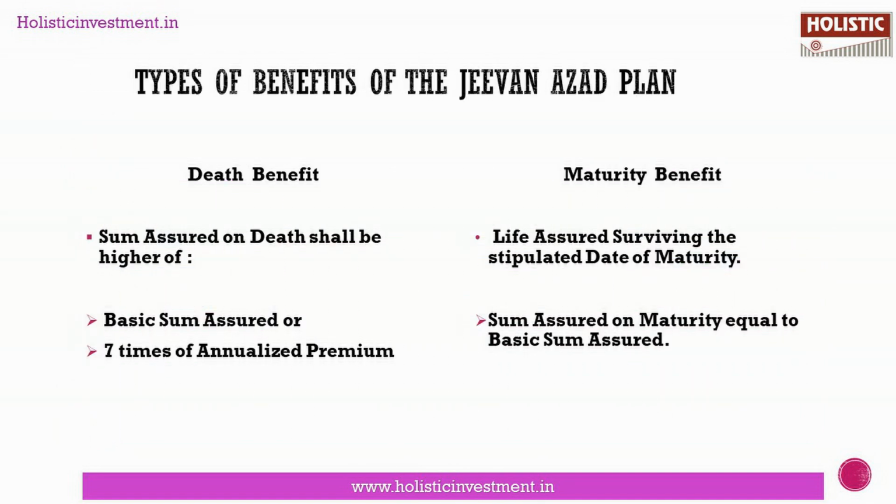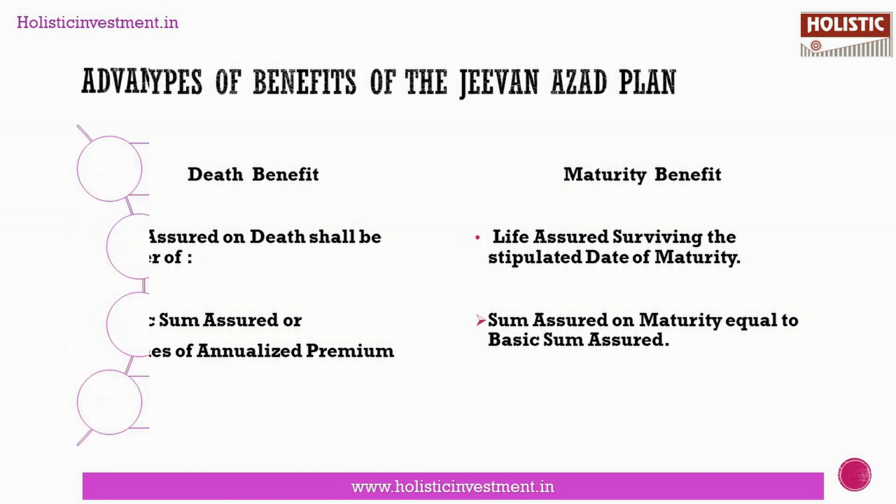There are two benefits available in this LIC Jeevan Azad plan. The first one is death benefit, the second one is maturity benefit. In death benefit, on the policyholder's unfortunate demise, the higher of the amounts will be paid. It can be basic sum assured or 7 times the annualized premium. The death benefit shall not be less than 105% of the total premium paid up till the date of death. The second one is maturity benefit. On life assured surviving the stipulated date of maturity, sum assured on maturity, which is equal to basic sum assured, will be payable.